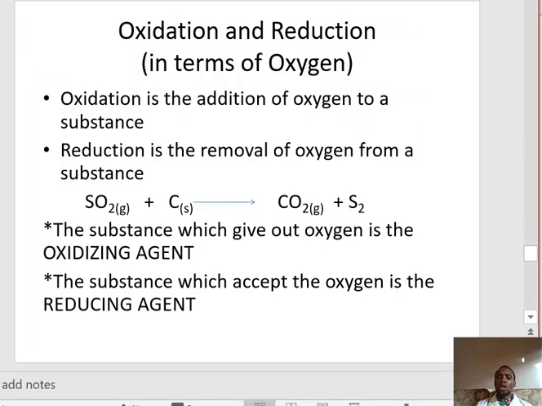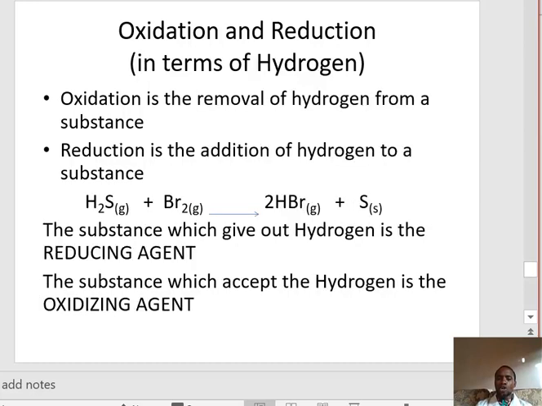We are also going to define oxidation and reduction in terms of hydrogen. In this case, oxidation is the removal of hydrogen from a substance, which is the opposite of the previous one, while reduction is the addition of hydrogen to a substance. Oxidation is the removal of hydrogen from a substance, and reduction is the addition of hydrogen to a substance.